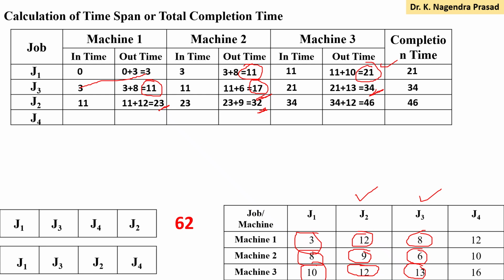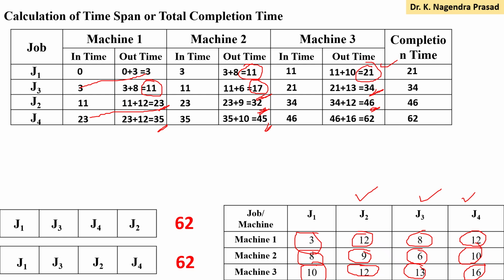Next we have to move to job 4, J4. On machine 1, the in time is 23 and the out time is 23 plus 12, which is equal to 35. So next, between 35 and 32, the maximum is 35. So write down 35, that is the in time for machine 2, and 35 plus the processing time 10, so 35 plus 10 is equal to 45. So next I have to compare 45 and 46. The maximum is 46 and the out time is 46 plus 16, which is equal to 62. So the total completion time is 62.